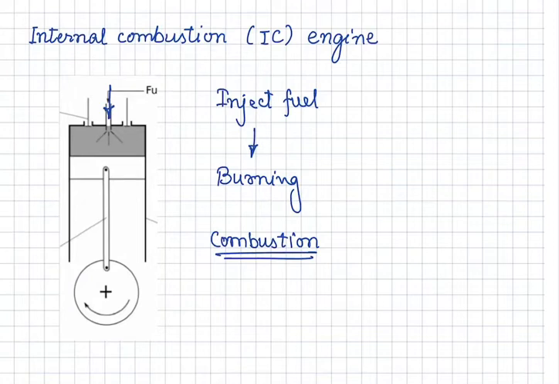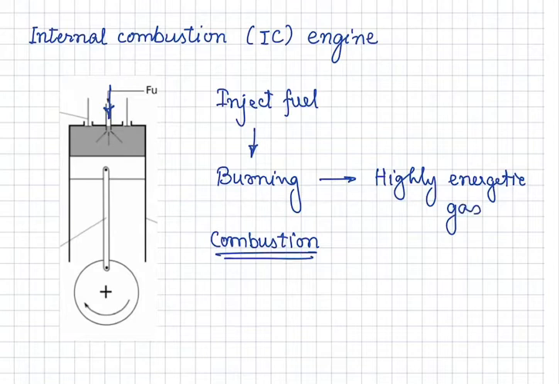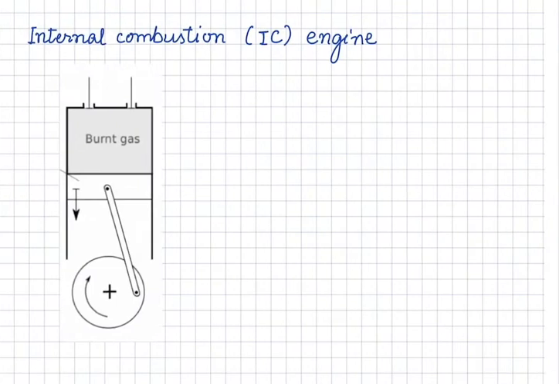And once we burn the fuel, the temperature and pressure of the air shoots up. We have a highly energetic, let me call it a gas, because it has maybe combustion products also naturally. So this high energy gas is now trapped inside the cylinder, and what do you do with it? We make it do our work. We make it push the piston out of the cylinder.